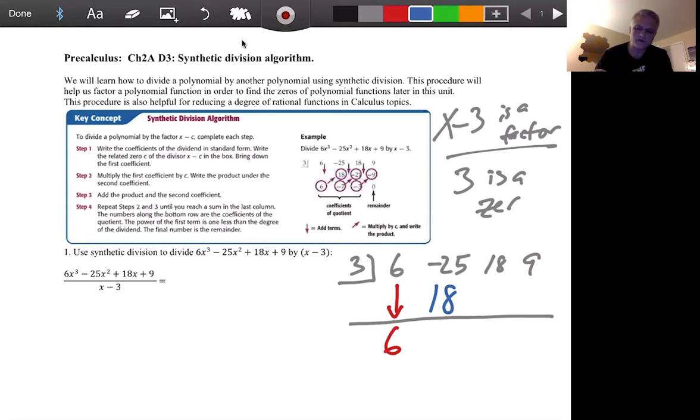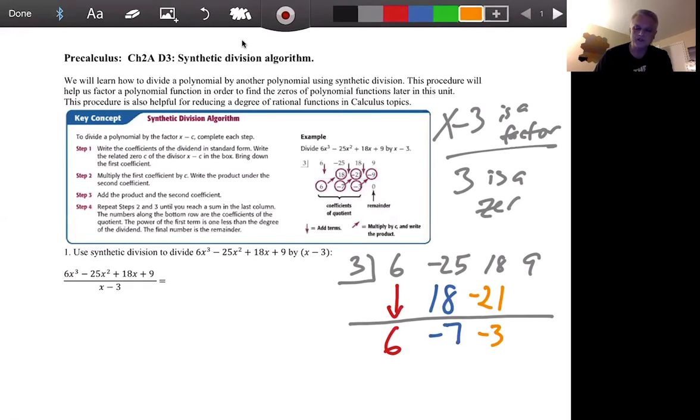So now we are going to add vertically. So negative 25 plus 18 is negative 7. That's where the negative 7 came from. We repeat the process. 3 times negative 7, and we put the answer right there. So 3 times negative 7 is negative 21. We repeat the process by adding vertically. So 18 plus negative 21 is negative 3. Okay, notice that's exactly what they have here.